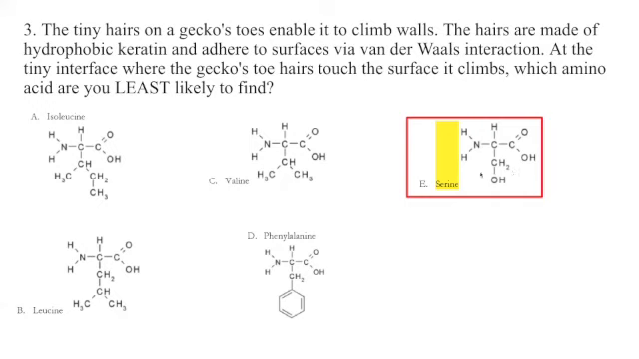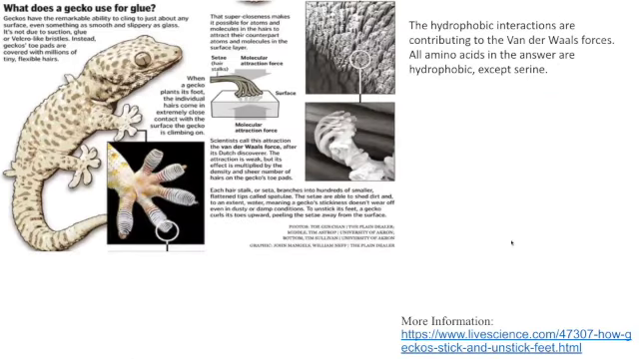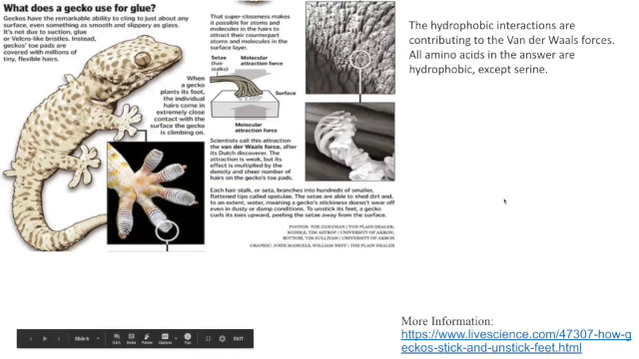And so here, serine is the least likely amino acid to be observed in the toe hairs. And here's where you can get some more information if you need it.